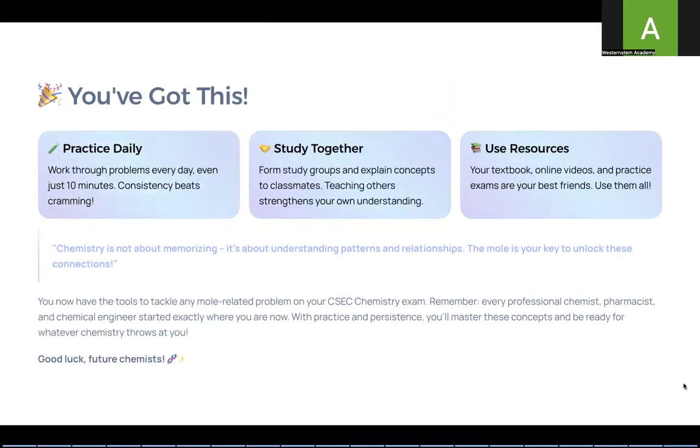You've got this. I believe in you. Practice daily if you want to be successful. Work through problems every single day, even just 10 minutes. Consistency will beat cramming. If you're doing the CSEC exam, start studying from day one. You don't want to wait until the night before the exam or 2 days before. Study together, get a friend, form study groups and explain concepts with your friend or your classmates. Teach others, strengthen your own understanding.